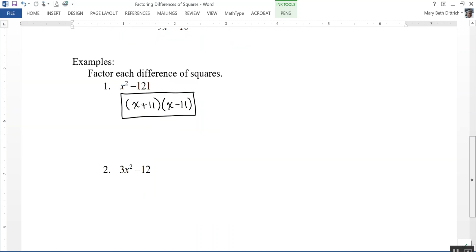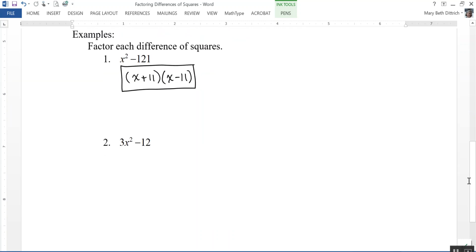And my second example here is 3x squared minus 12. Okay, so this is two terms and I'm subtracting them, but 3 is not a perfect square, nor is 12. But what I do notice is that I have a greatest common factor of 3. So I can actually factor a 3 out of 3x squared, giving me x squared, factor a 3 out of negative 12, giving me negative 4.